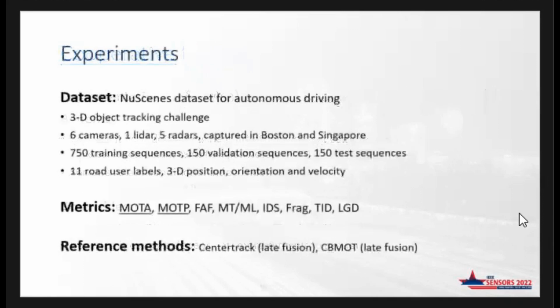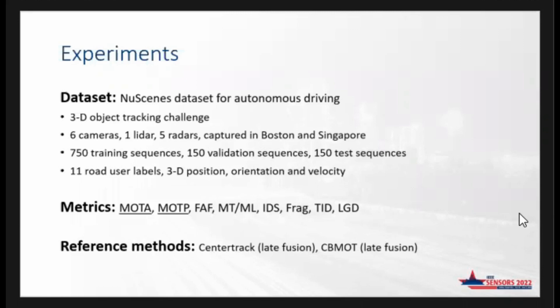So to test our idea, we ran experiments on the nuScenes dataset, which is a large-scale autonomous driving dataset. It has 3D positions of objects labeled in the scene for, I think, 1,000 sequences, and it provides 6 camera views, a LiDAR, and 5 radars, and it's captured in two cities.